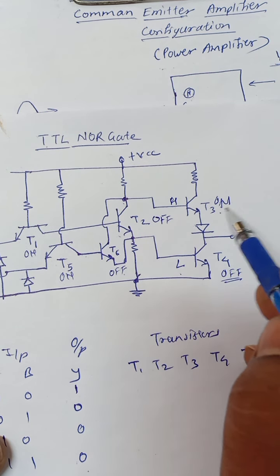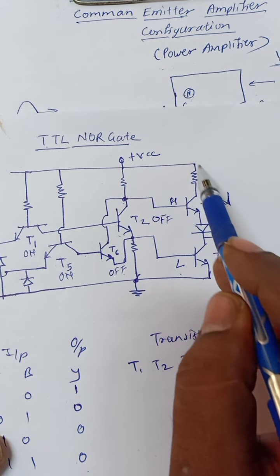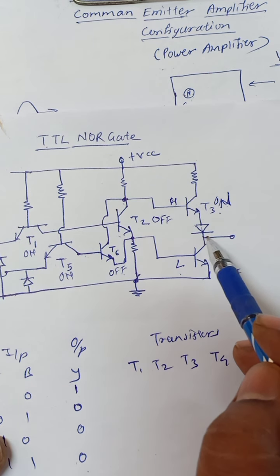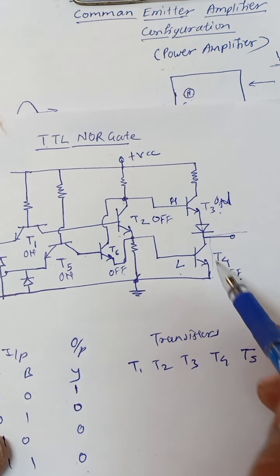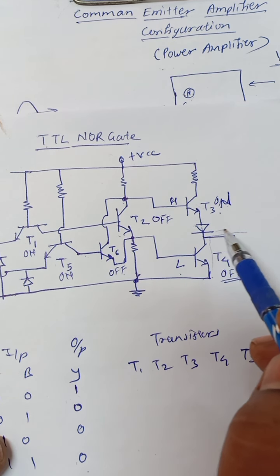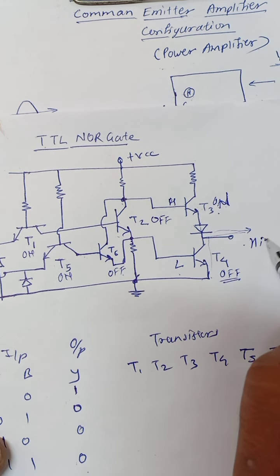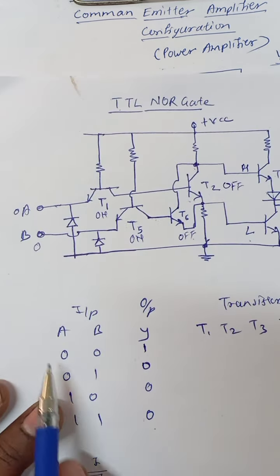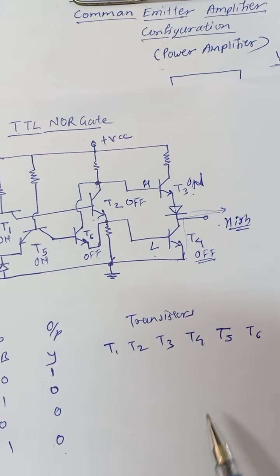As this turns on, the current flows through this transistor and diode, and you will get the high voltage. There is no current sinking through this transistor, so it is sourcing now, and you will get high voltage. So this is the first state. For 0 0 you will get the high state.